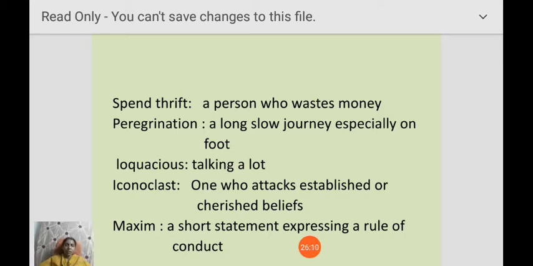So neither a borrower nor a lender be means don't borrow, don't lend. Okay, everything, the meaning has come. And there is another, brevity is the soul of wit, that we have used in that lesson also. It is also a short statement, or you can say a maxim.